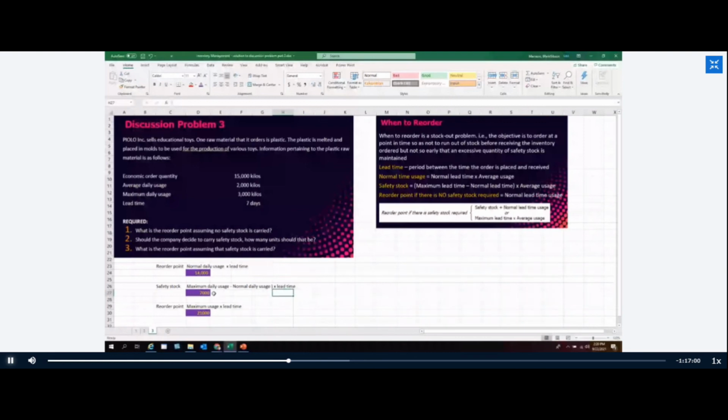Ito, isa pang concept class. When you calculate for your average demand, sabi natin it's EOQ divided by 2. Ngayon, pag ang pinapa-compute sa iyo is average demand, pero kung meron kang safety stock, ganitong magiging formula mo. It's EOQ divided by 2 plus the safety stock. Ulitin natin 'yan, ha. Paano pag ang pinapa-compute sa iyo is average demand? It's EOQ divided by 2 plus the safety stock. Okay? So tatandaan 'yan, ha.